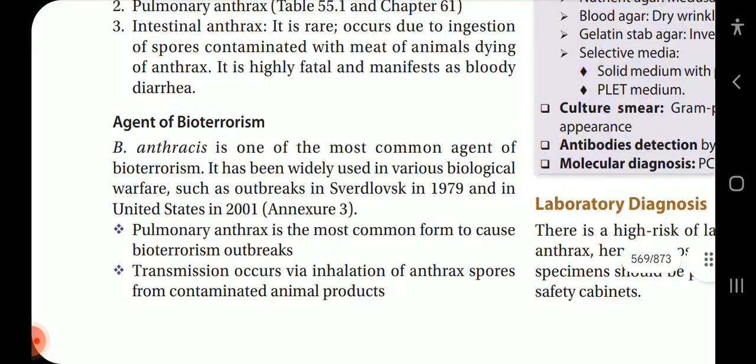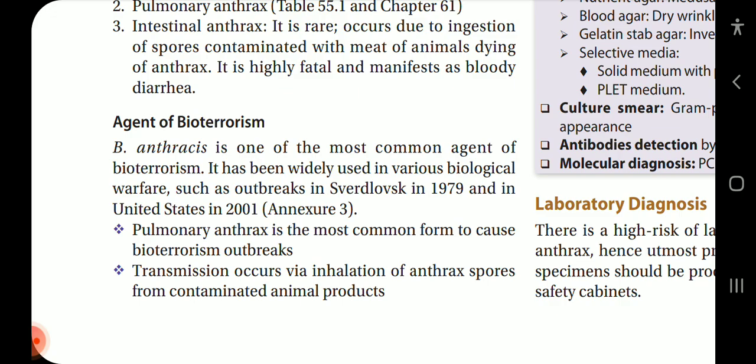Now comes an important topic, agents of bioterrorism. Bacillus anthracis, one of the most common agents of bioterrorism, has been widely used in various biological warfare, such as outbreaks in Sverdlovsk in 1979 and in the United States in 2001. Pulmonary anthrax is the most common form to cause bioterrorism outbreaks.